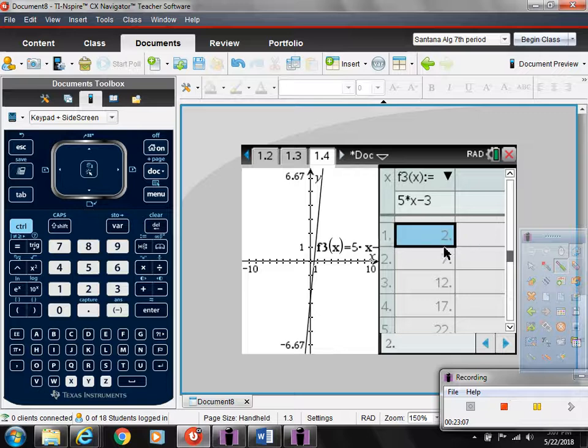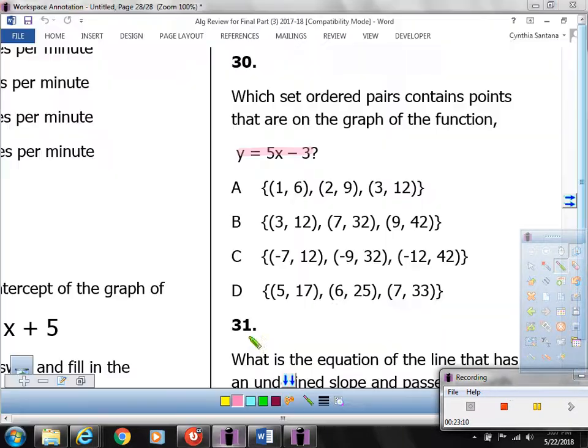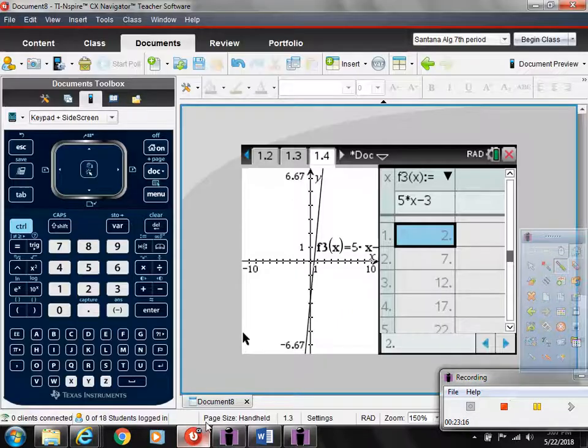So 1 is a 2 according to this. And so that's out. How about this one, 3, 12? Let's try answer choice. Okay, I see a 3 and a 12 together.